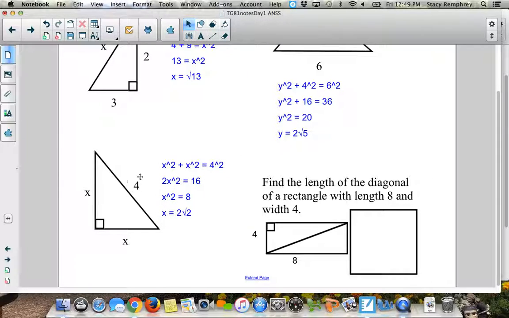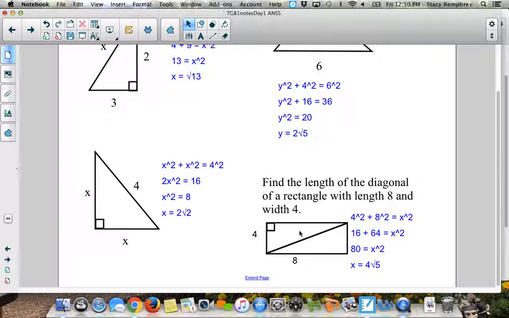In this one, again, 4 is the c squared. That was my first part. So x squared plus x squared equals 4 squared. If I have an x squared and I get another x squared, now I have 2 x squareds. So that's what that is. I divided both sides by 2 to get to here. And then when you simplify the square root of 8, you get 2 root 2.